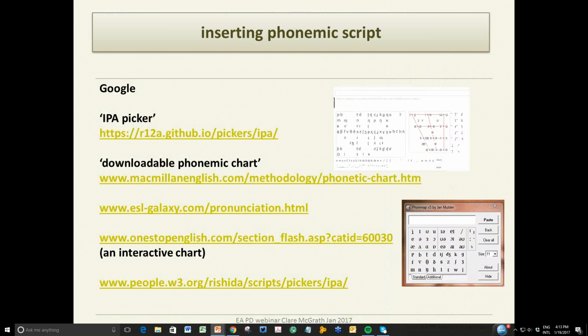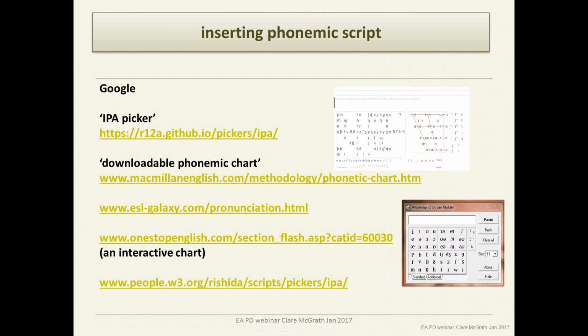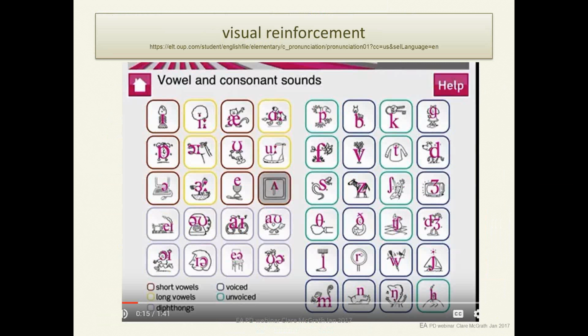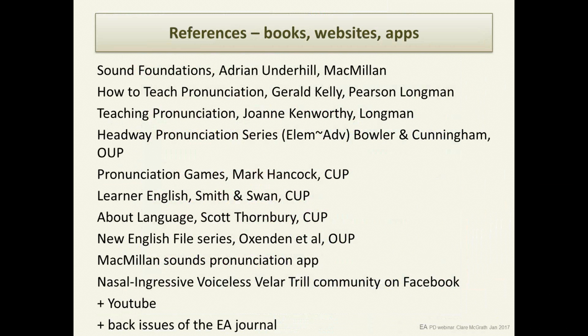So a couple of links for inserting phonemic script. I find IPA Picker is useful, though they've just recently changed how you can use those, but you'll be able to work it out. There are also other charts around that have visuals to reinforce the sounds, but they're not organised in the same way because that's Underhill's organisation. And the other references that you'll see in a moment, some books and websites.